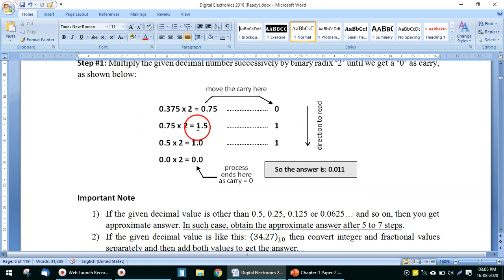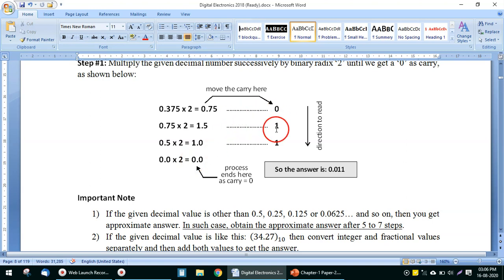From this 1.5 we take out this 1 and write it over here. When you take out this 1, the remaining value will be 0.5. So 0.5 multiplied by 2 is equal to 1.0. Now take out this 1 and write it over here. Now the remaining value is 0.0. Multiplied by 2, that gives you 0 here. Now the process ends, because this is known as the carry. This 0 is a carry, this 1 is a carry, this 1 is a carry, then this 0 is also a carry.